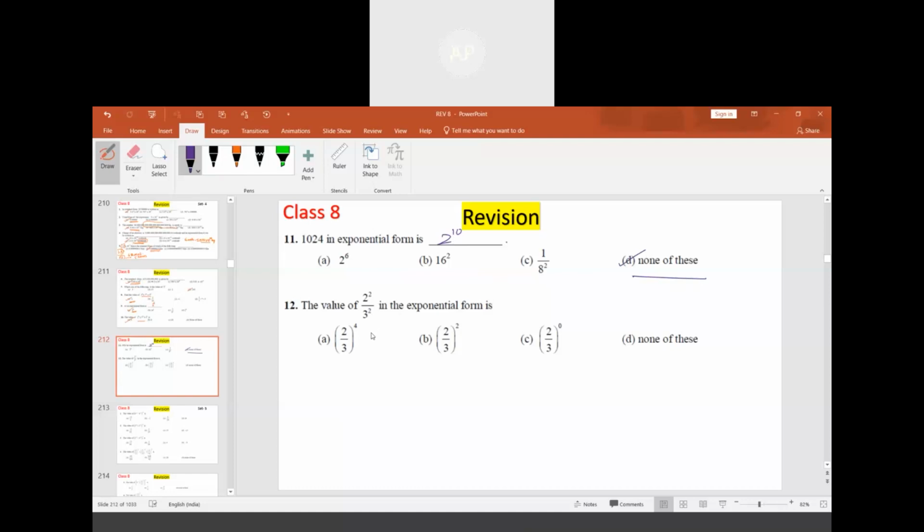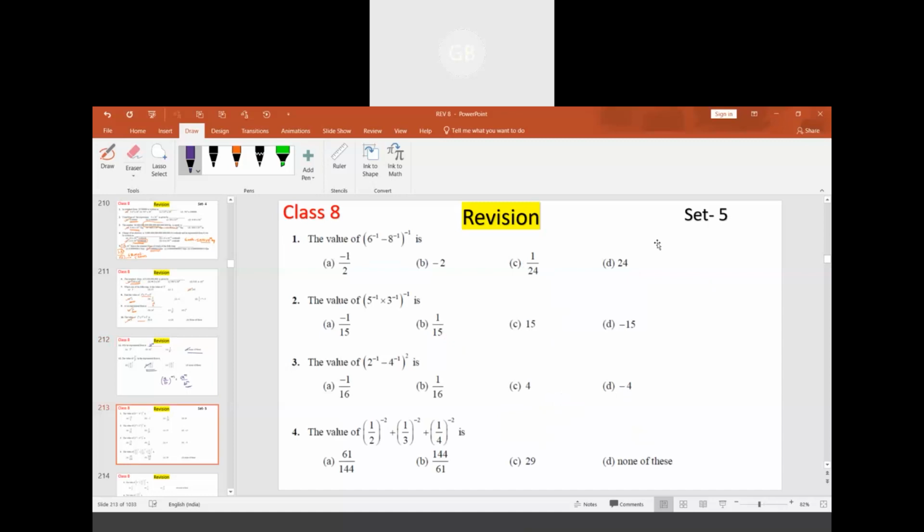Option B, 2 by 3. Because you have to remember, whenever we have a by b to the power m, it means a to the power m divided by b to the power m.